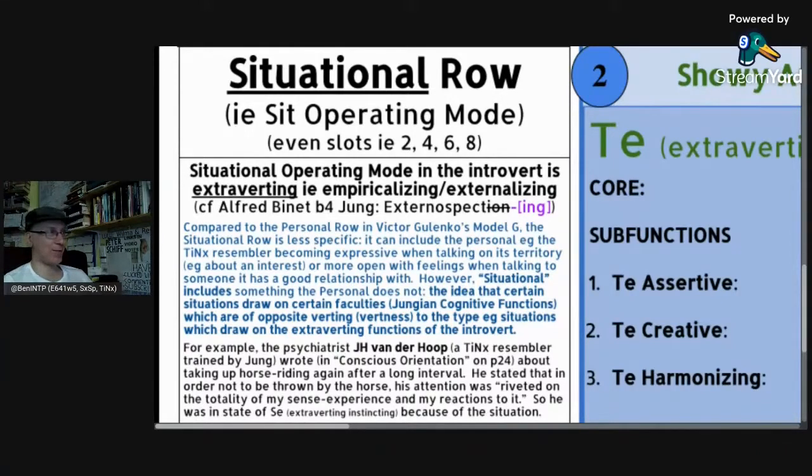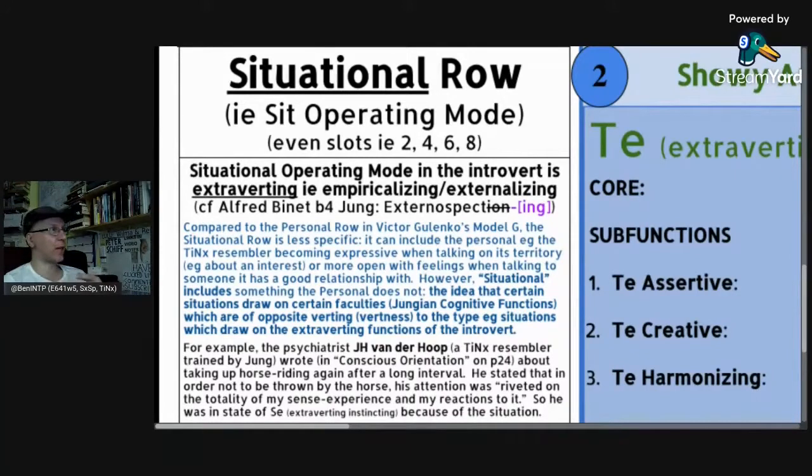Passing the plagiarism book, maybe, or the unattribution book. Now, compared to the personal row in Viktor Galenka's Model G, the situational row is less specific. It can include the personal, because the personal row in Model G is just that. So it's like the idea that the INTJ would only use its extroverting functions when on its territory, when it's happy to do so. But no, it depends on the situation.